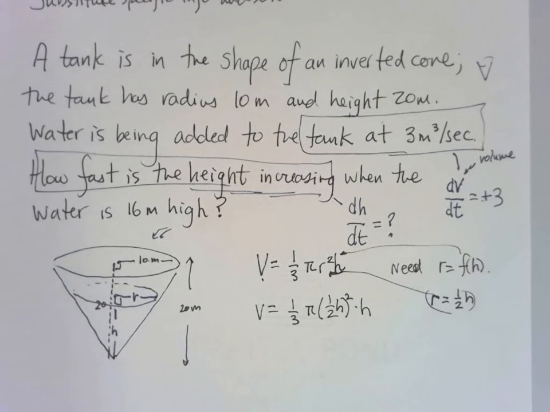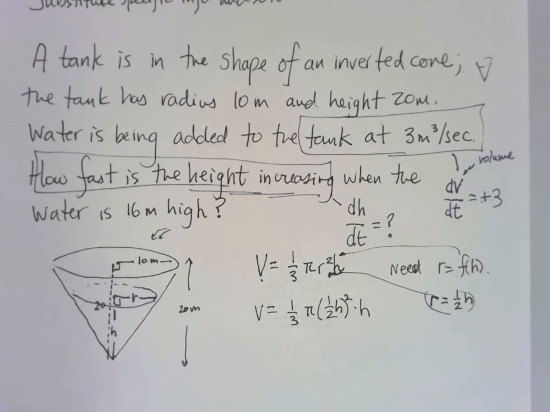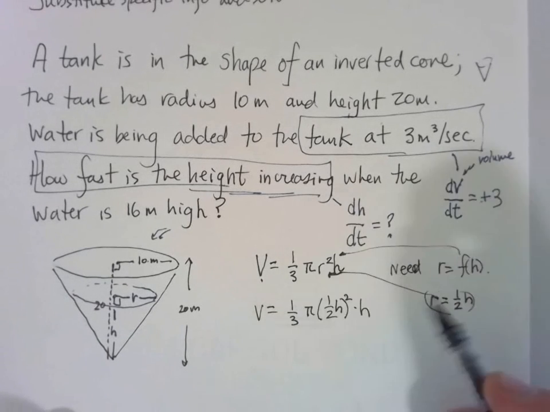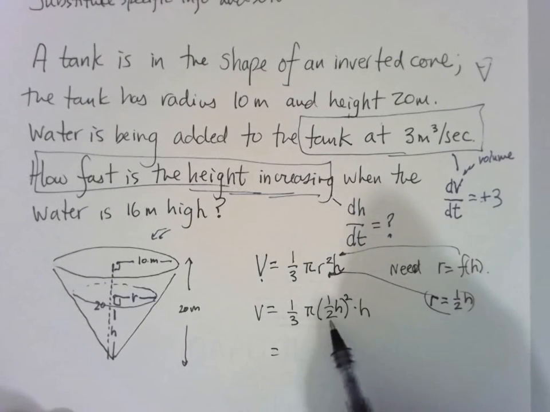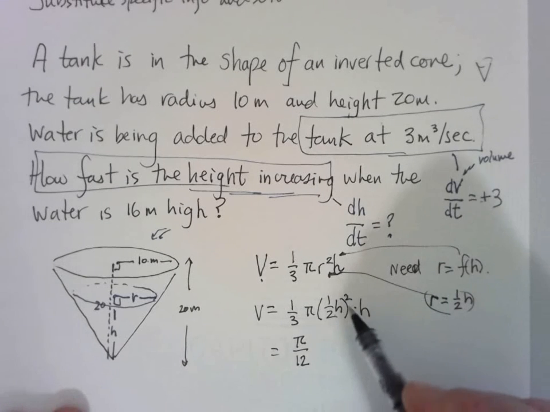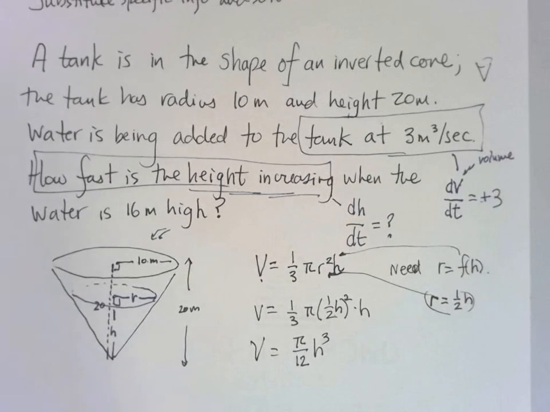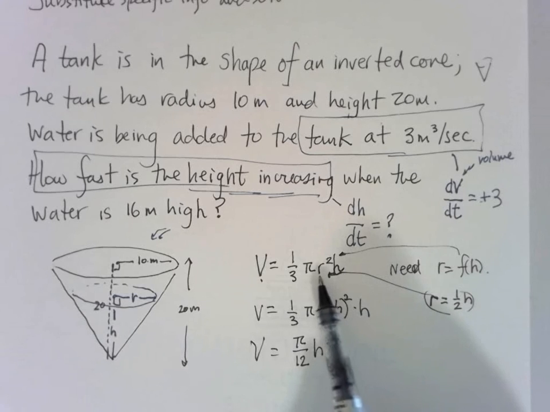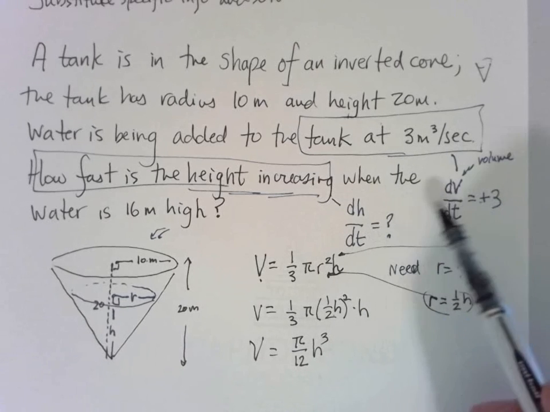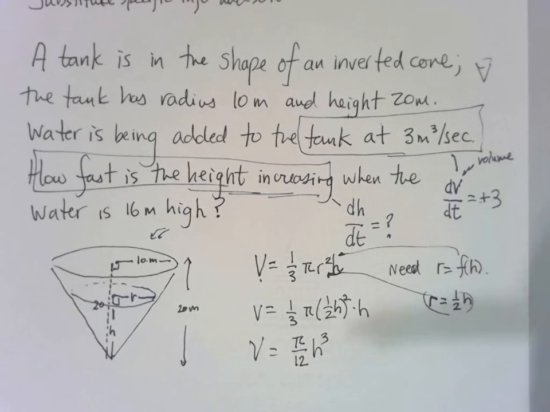So next I'm going to have to take derivatives, but I don't want to take the derivative of this as it stands. This is horribly ugly. So I'm going to simplify this. 1/2 squared is 1/4. Then I have a 1/3 out in front. Then I have pi. So 1/4 times 1/3 is 1/12. And then I have h squared times h, which is h cubed. So here is my equation. It relates volume and height. The unwelcome variable r has been eliminated because I don't have dr/dt. I don't care about it in this question.